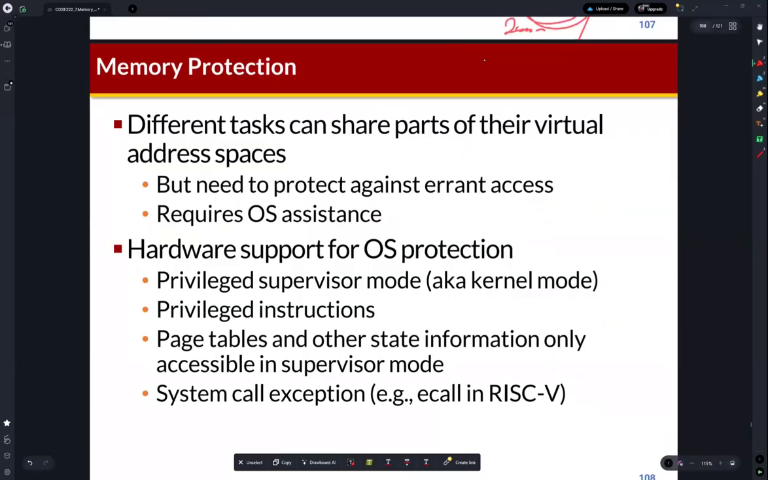And then the memory protection. The original purpose of virtual memory is to use the main memory as the cache, right? But I explained that we can use the virtual memory for managing the memory space for multiple processes or multiple threads, right? Also, we can use the virtual memory for data protection.